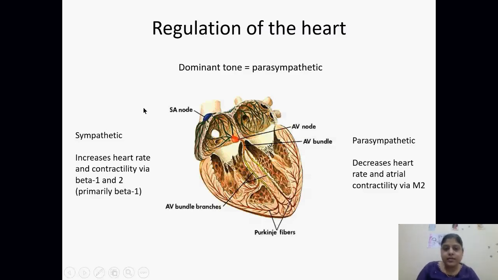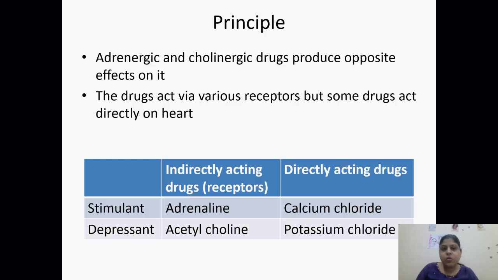And this is the SA node, this is the AV node, this is the AV bundle. These are the AV bundle branches, and these are the Purkinje fibers. So this you already know.